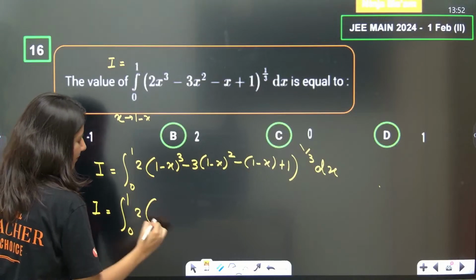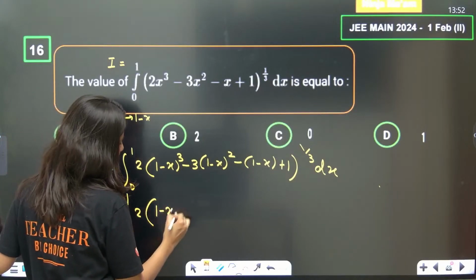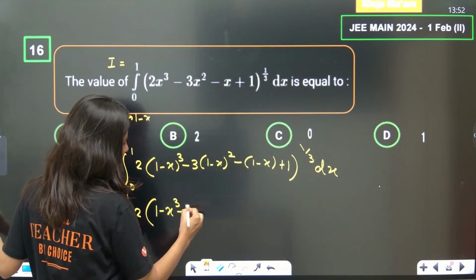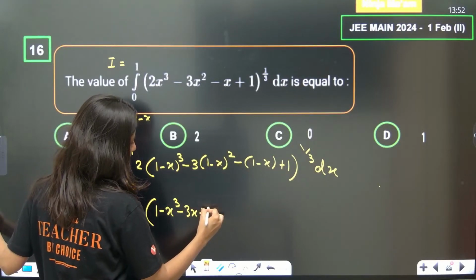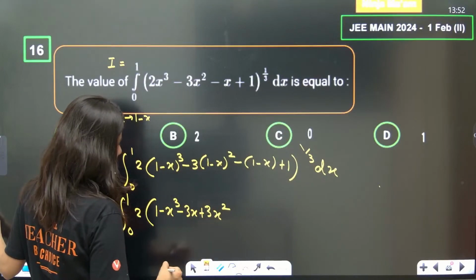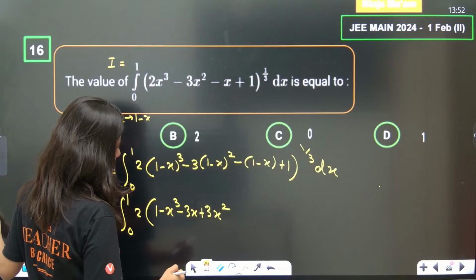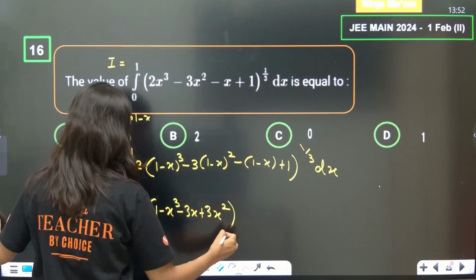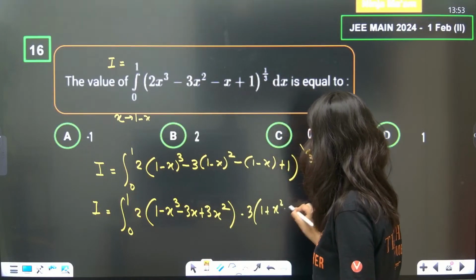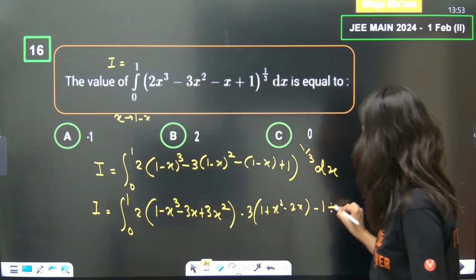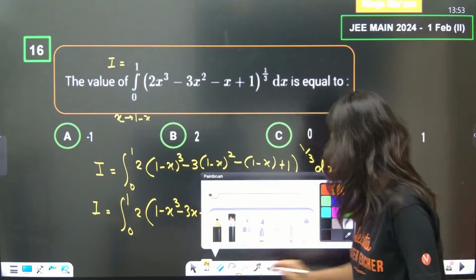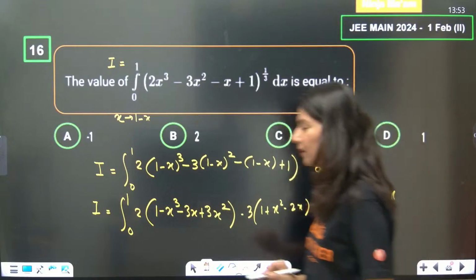Now, this is 2(1 minus x) cube, minus 3(1 minus x) square, minus (1 minus x) plus 1, power 1 by 3 dx. Using a cube minus b cube minus 3a square b and so on, let's expand: minus 3x plus 3x square, minus 3x(1 minus x). The 2 is already outside. Minus 3 times (1 plus x square minus 2x), minus 1 plus x plus 1. Let's resolve it. So minus 1 plus 1 is gone.